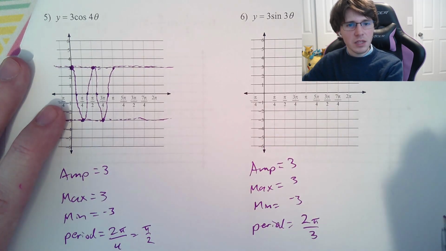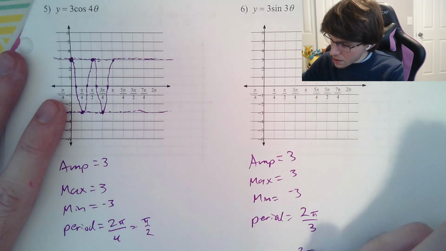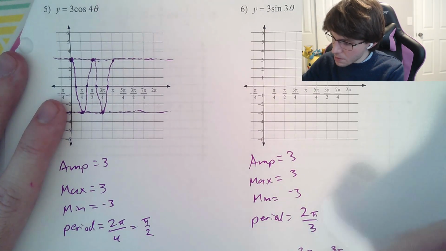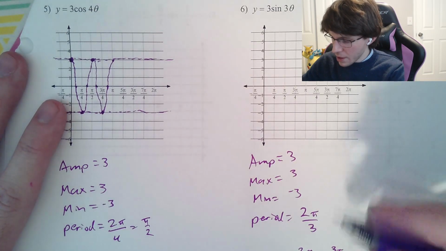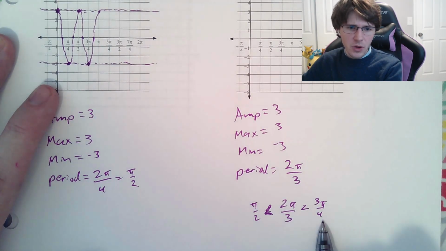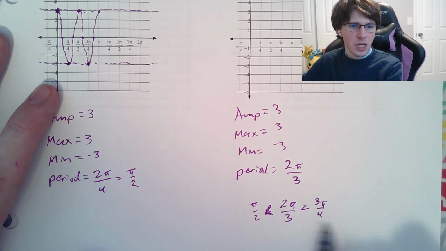So the key thing to remember is that 2 pi over 3 is going to be 2/3, which is a little bit less than 3 pi over 4, and it's going to be a little bit more than pi over 2. The idea is this is a half, or about 0.5. 3 over 4 is about 0.75, and 2 over 3 is 0.66. So it's in between those two.